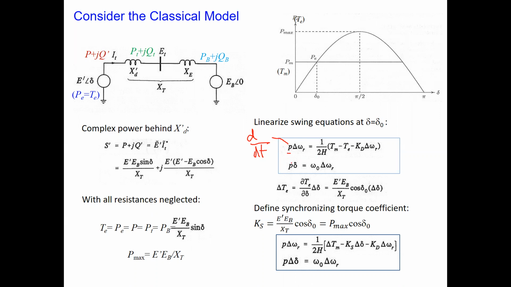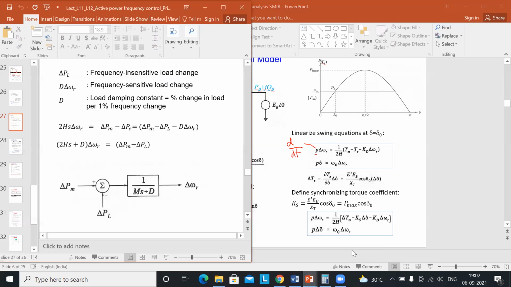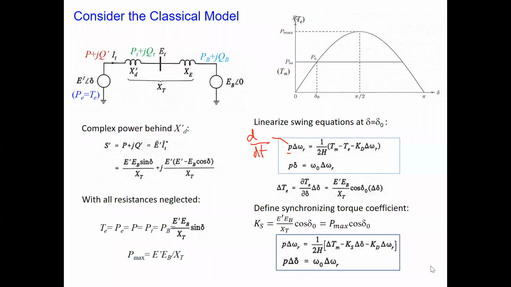And then again from the previous relationship, if you go back, what we have is this quantity, right? This is d delta by dt, and then we multiply it by omega naught into delta omega r. So it is this one here, right? This is how we have written down the manipulated equation.